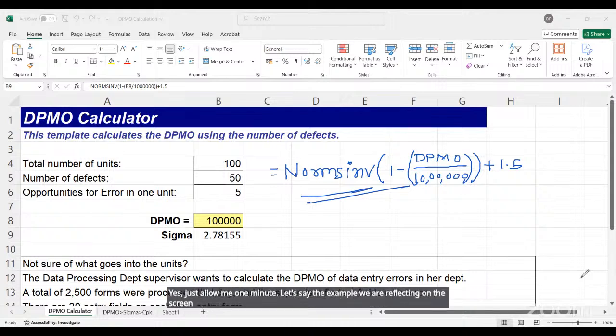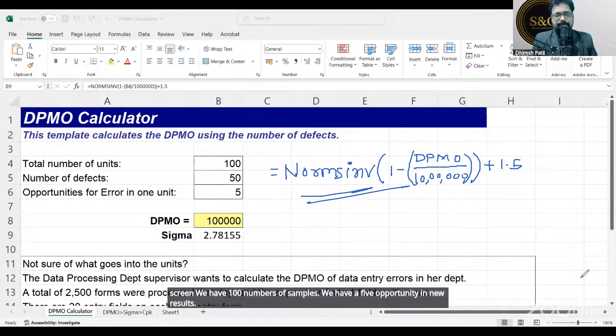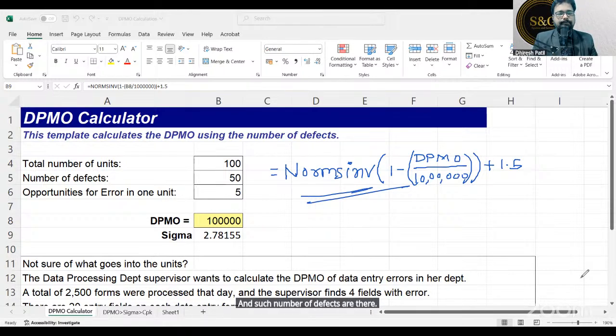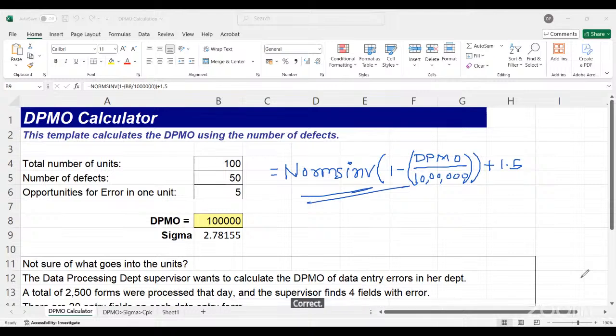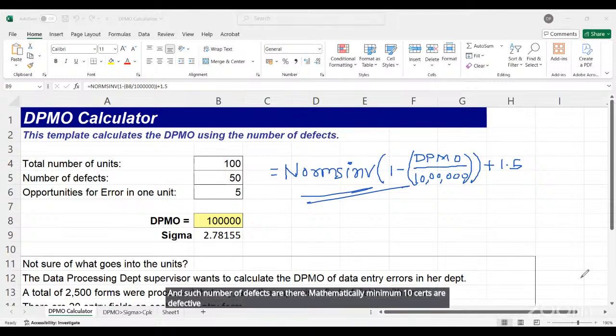We have 100 samples. We have 5 opportunities in every shirt. Correct. And 5 defects are there. Correct. Mathematically, minimum 10 shirts are defective and maximum 50 shirts are defective. Maximum could be anything. It could be, but the minimum and the maximum will be ranging between 10 and 50 only.